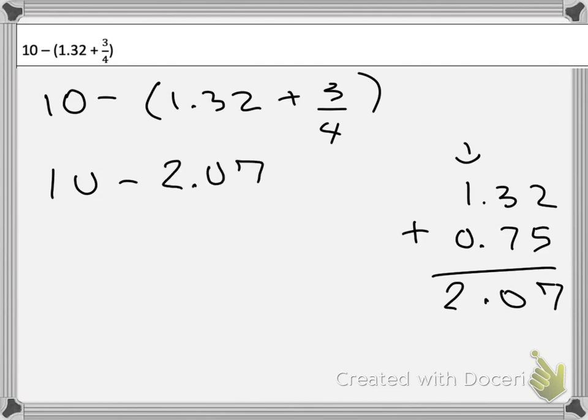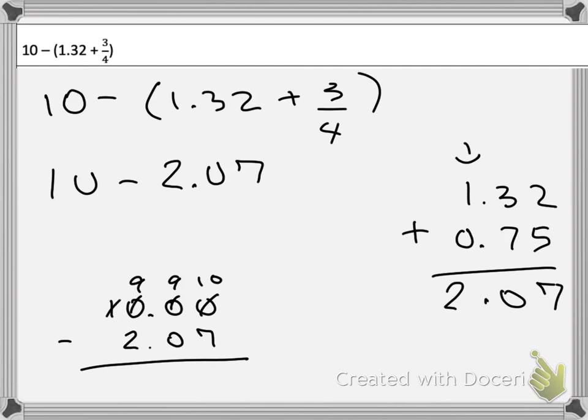And then we subtract 10 minus 2.07. So let me do it here. 10.00, the placeholders, minus 2.07. And let's subtract. This one is 10. That one is going to be 9, 9, 0. 10 minus 7 is going to be 3. 9 minus 0 is 9. We drop the decimal. 9 minus 2 is going to be 7. 7.93. That's going to be my answer, 7.93.